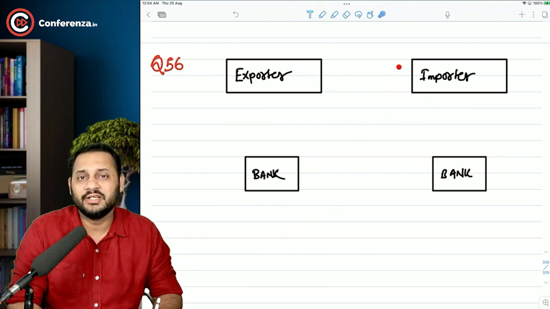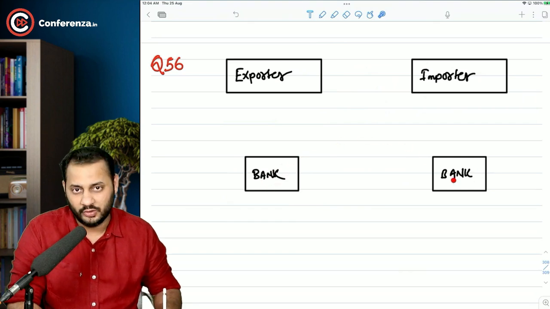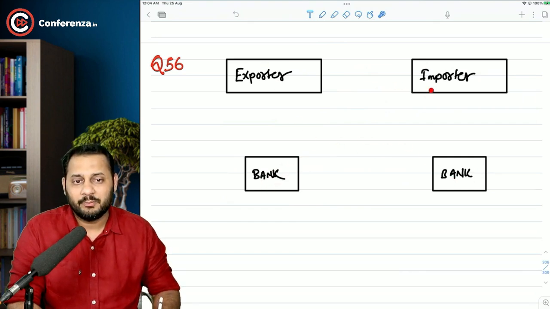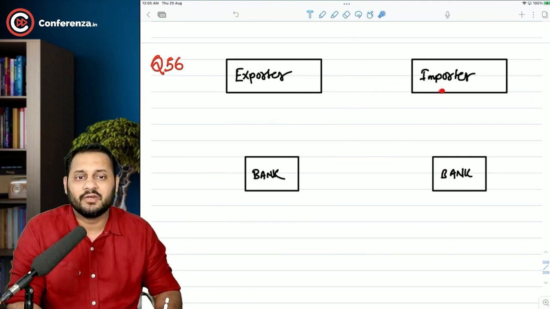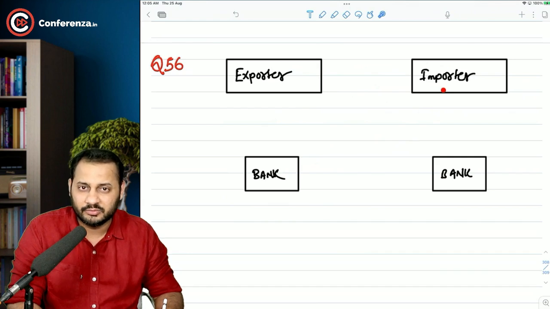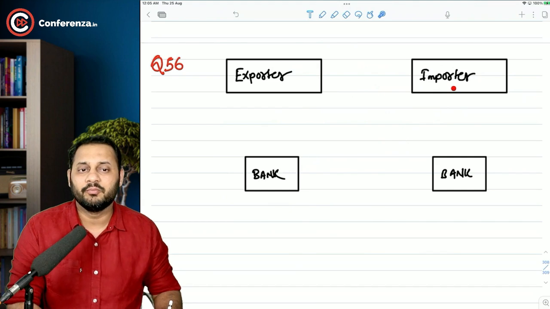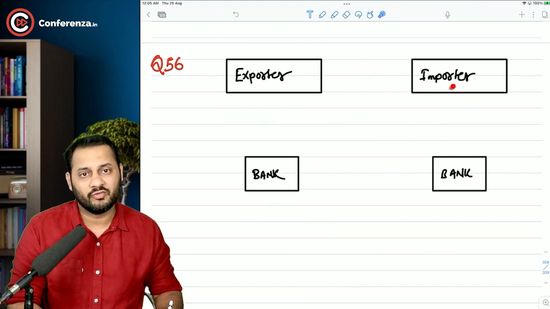And in order to complete the transaction, what is going to happen? These two banks will play the role. Now, what will happen? The importer will go to this bank in order to issue a letter of credit. So this bank, after doing all the careful analysis of this importer and the creditworthiness of this guy, will issue a letter of credit on behalf of the importer.